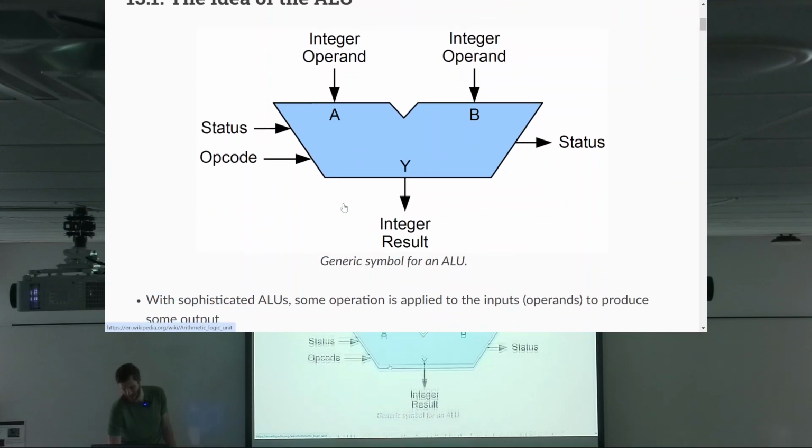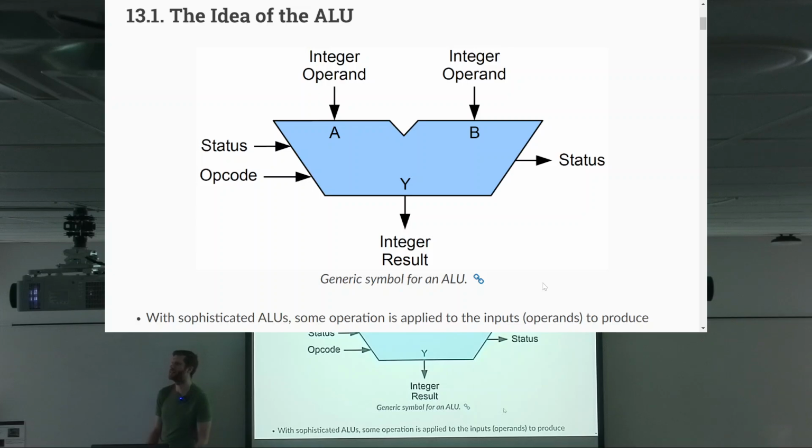Anyways, the idea of the ALU. Okay. This is a generic symbol. Operand, operand. Opcode, that's like the operator. So I give this magic component two values, and then maybe I say add them together, and you get the result. Subtract them, you get the result. Do logical OR on them, you get the result. That's what this is. So it has 1, 2, 3 inputs, and it produces an output.